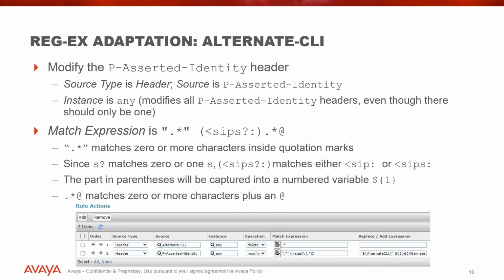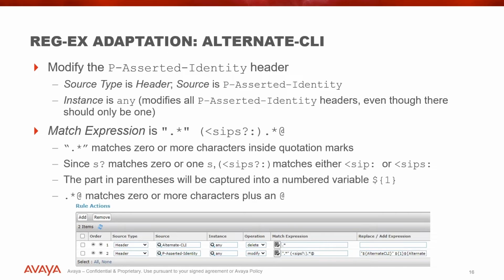And the replace expression. Let's see, the part in parentheses is captured into a numbered variable. That's going to be specified as $, curly bracket 1, curly bracket. If you have more than one numbered variable, the next one would be $2, then $3, and so on.